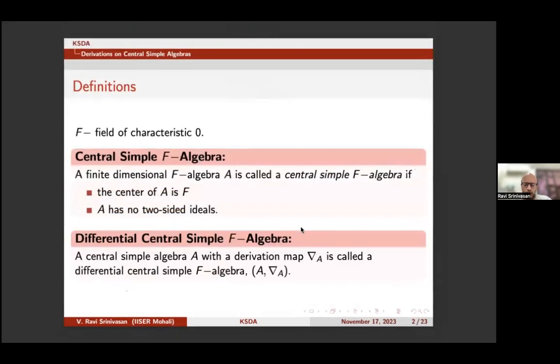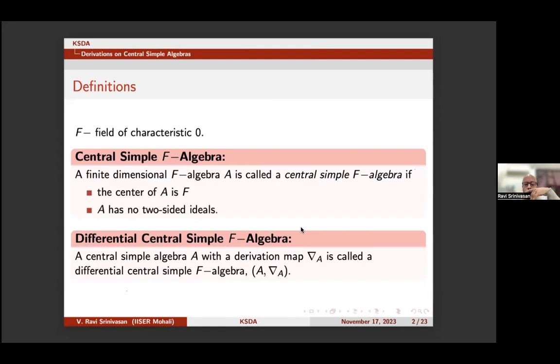So, the central simple algebras we will look at are basically over fields of characteristic zero. So we will fix a field of characteristic zero. And then basically a central simple algebra is a finite dimensional algebra over the field, and the center is F, and it has no two-sided ideals. And the differential counterpart is basically a central simple algebra with a derivation on it.